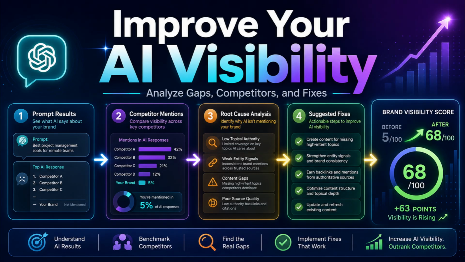In this case, look at where competitors are winning. Are they mentioned in best tools prompts? Are they mentioned in comparison prompts? Are they mentioned in specific use case prompts? Are they being described as leaders? Are they being recommended for a specific audience? This gives you a roadmap.